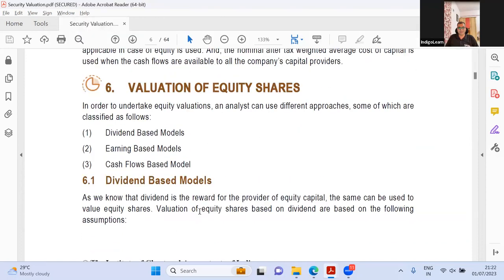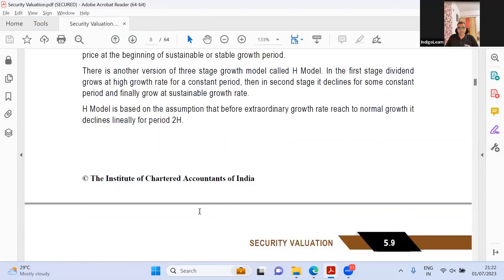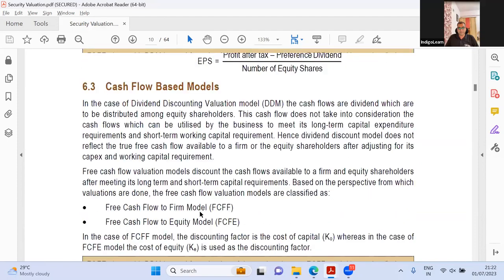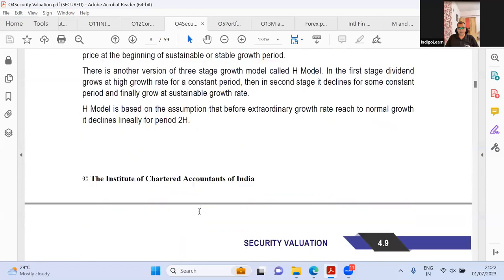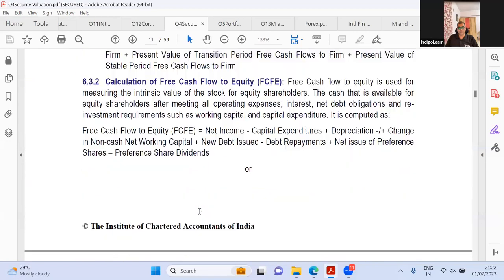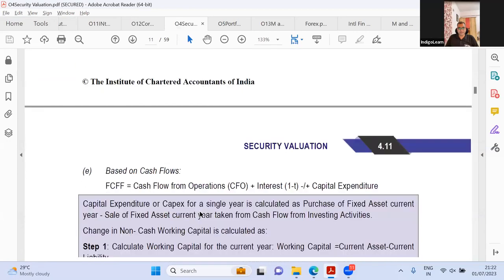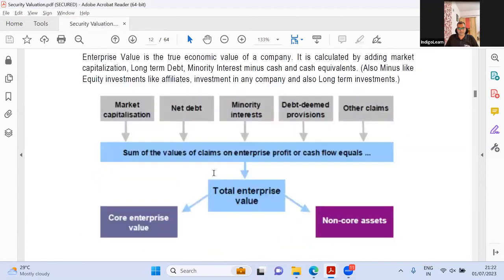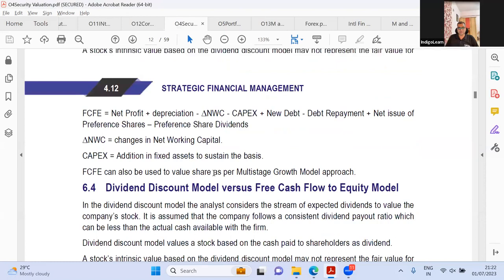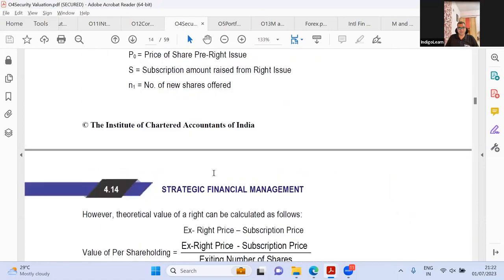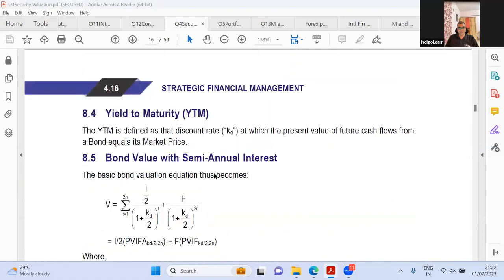Page numbers are also pretty much the same. So I don't think they've changed much here. Enterprise value, they've explained it here. I think we had something around enterprise value. No, enterprise value is not given in detail, or was it? Let me just check. 6.5 is enterprise value. Yeah, it is same. So this valuation of rights, preference shares, bonds. Yes, it is pretty much the same.